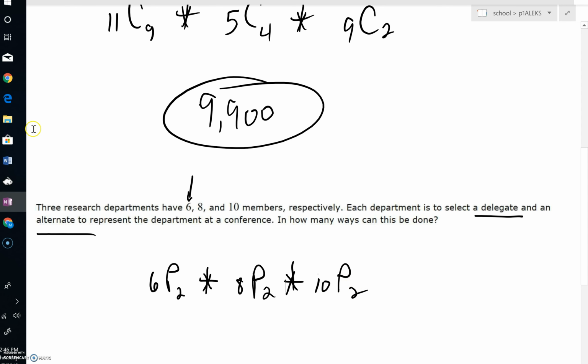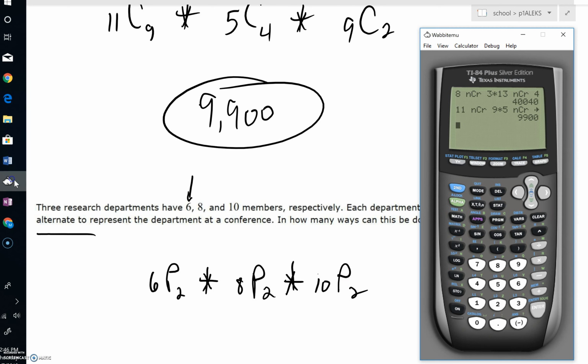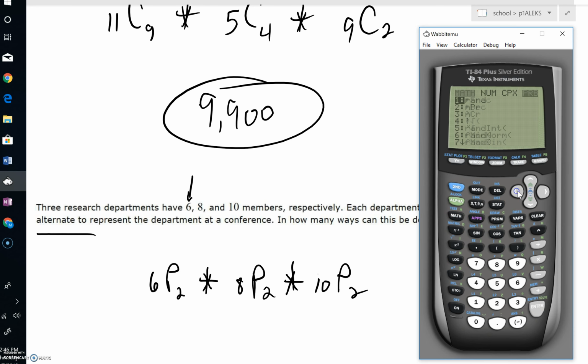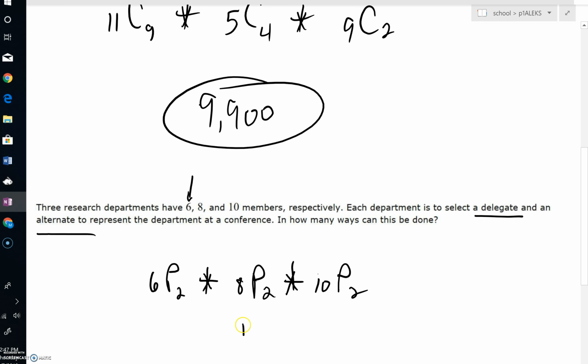So here's where we're going with this. Nice and simple. We'll just get this worked out. You can see a lot of using your calculator today, right? You have 6 nPr 2 times 8 nPr 2. Finally, we'll have 10 nPr 2. And we get 151,200. And that would be the total number of ways that could be done.